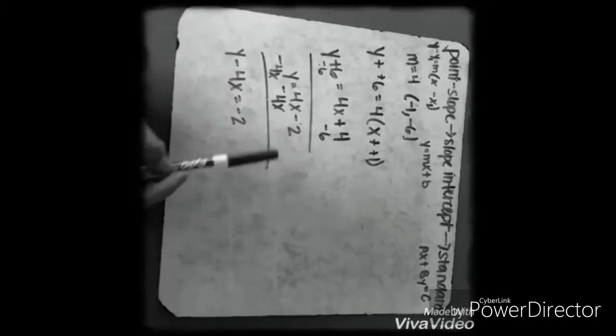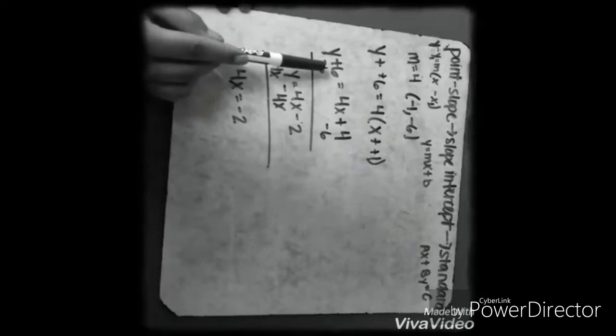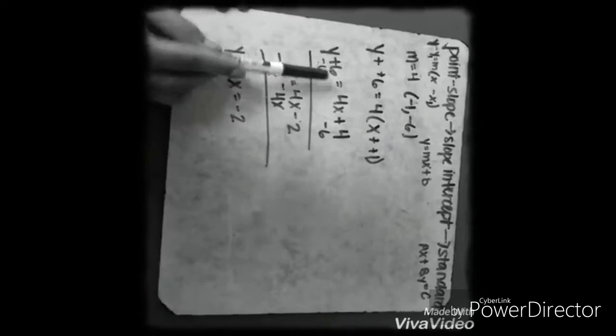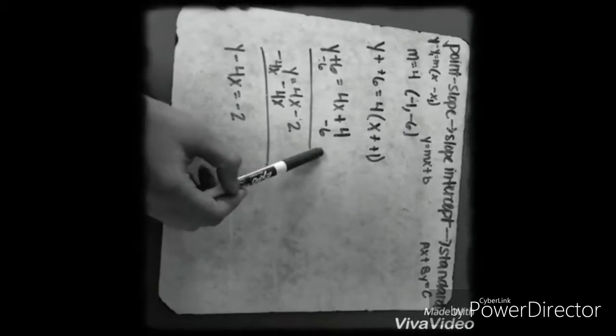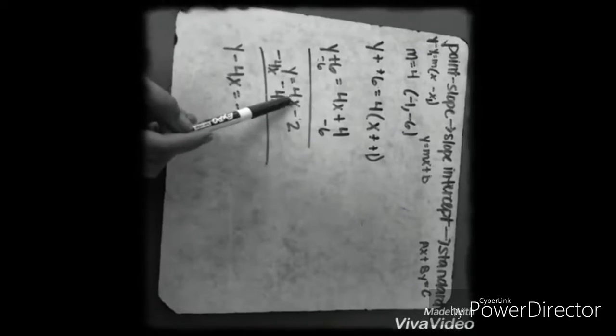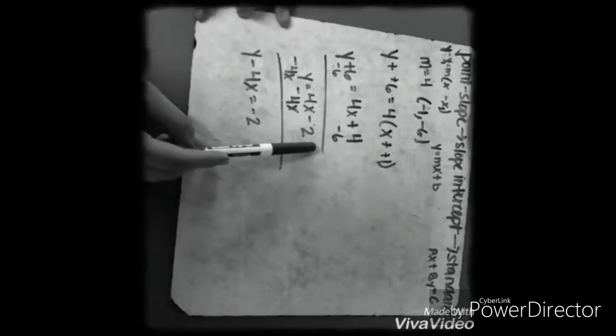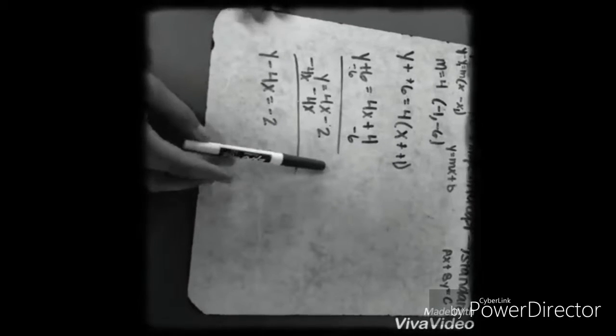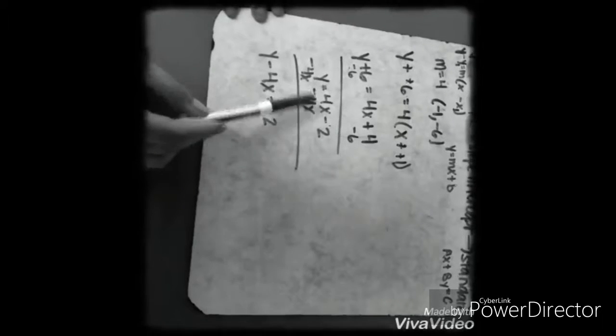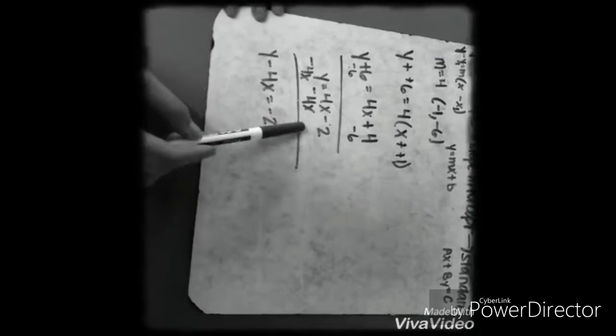Now we're going to change this into slope-intercept form. So we're going to subtract 6 from both sides to get y by itself, and we get y equals 4x minus 2. And this is our slope-intercept form. And now we're going to get it into standard form. So we're going to subtract the 4x from both sides, and we get y minus 4x equals -2.